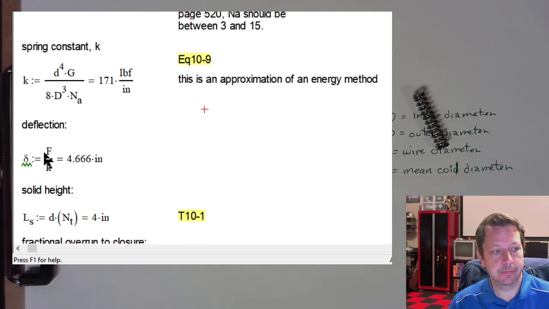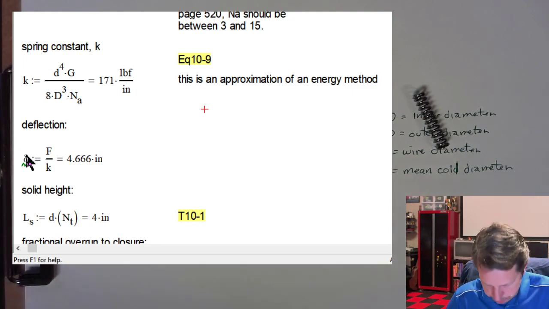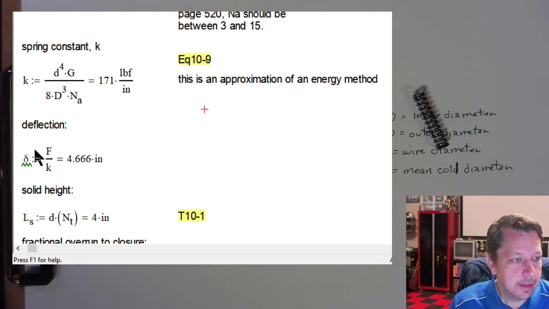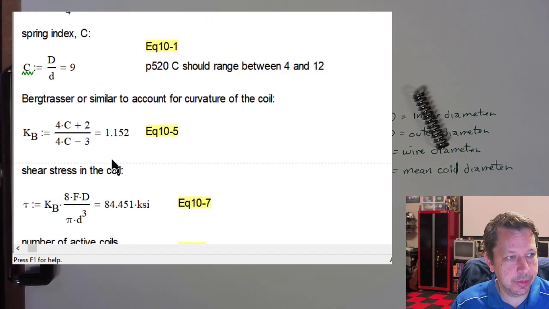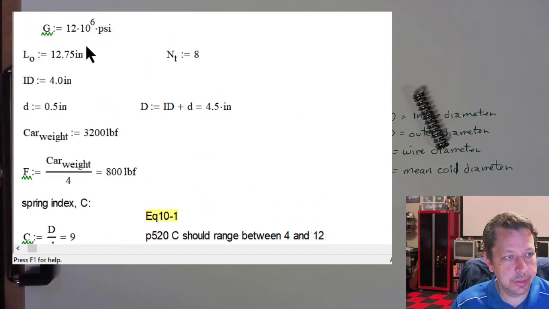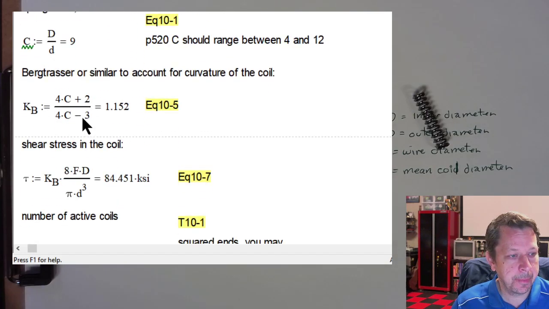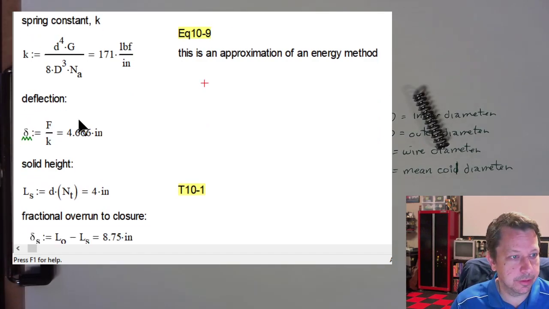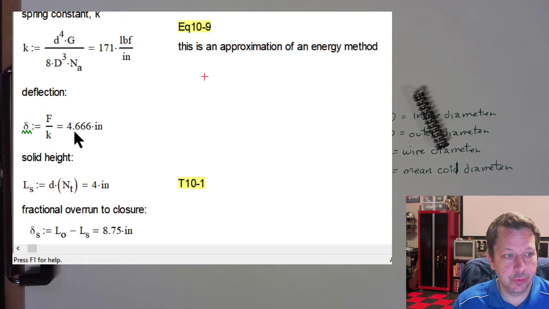So delta, the amount of deflection. I think your book uses y a lot of times for the deflection, the variable y. Same thing. I just wanted to use delta, I guess. So the force for us is 800 pounds, and the spring rate or spring constant. And remember, it started out 12 3/4 inches tall at its free length. When it's installed and the car is sitting on the ground, putting all 800 pounds of force onto it, it is going to compress by 4.67 inches. So it's going to get shorter by that amount.